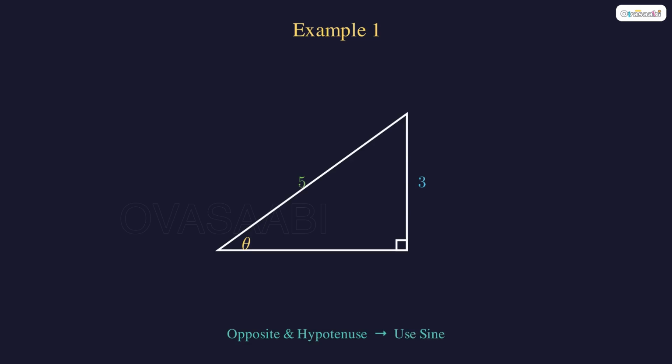Example 1. A right triangle has an opposite side of 3 and a hypotenuse of 5. Find angle K2. First, which sides do we have? Opposite and hypotenuse. That means we use sine.